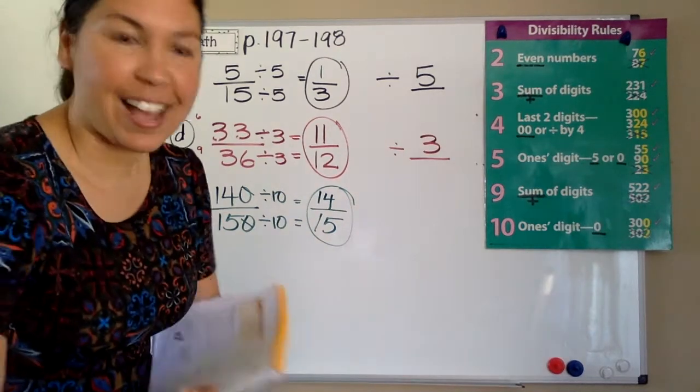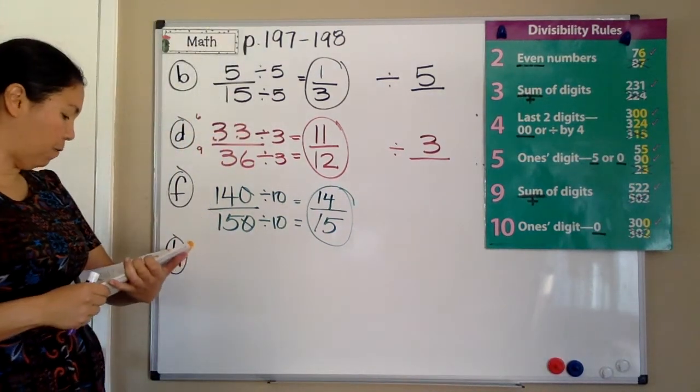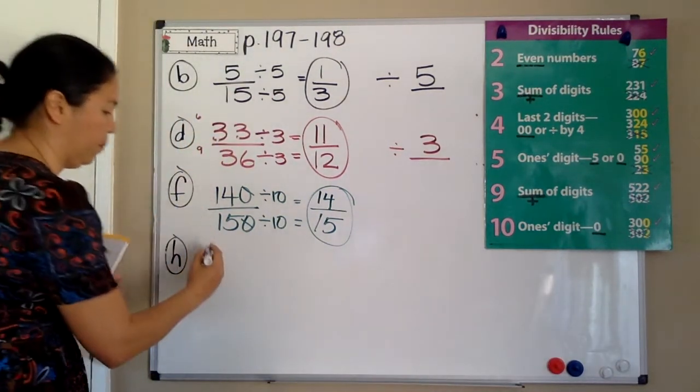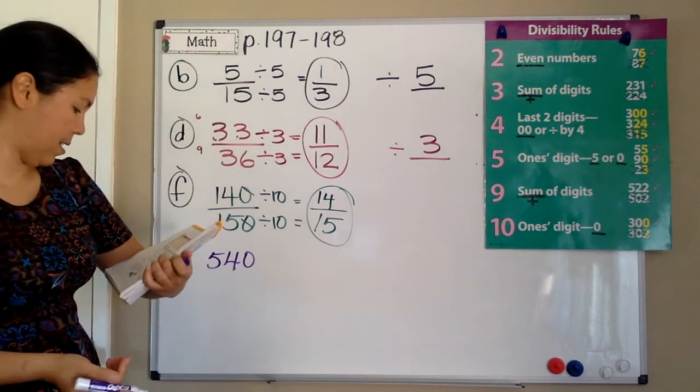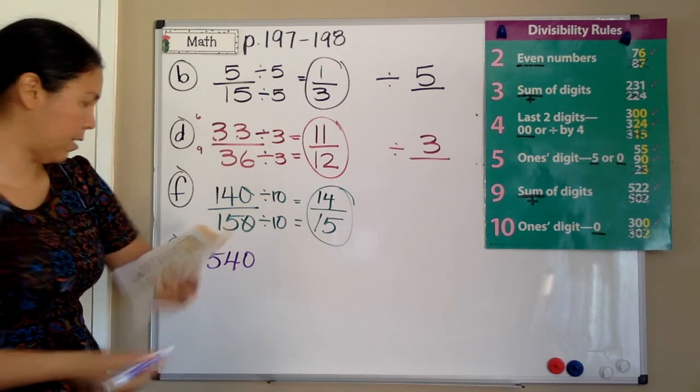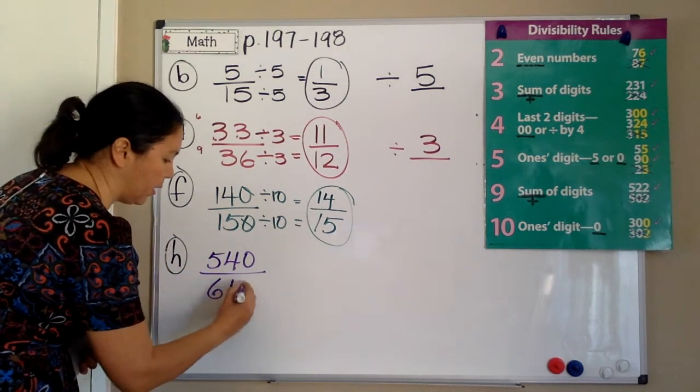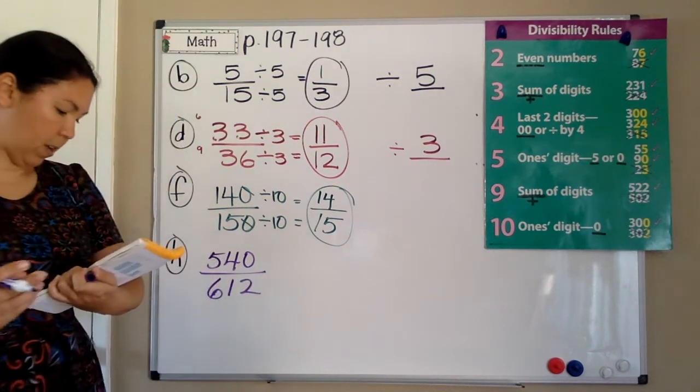All right, and last one, we're going to do 540. You hear Milo barking outside? 540 over 612. Be sure I copied that right.